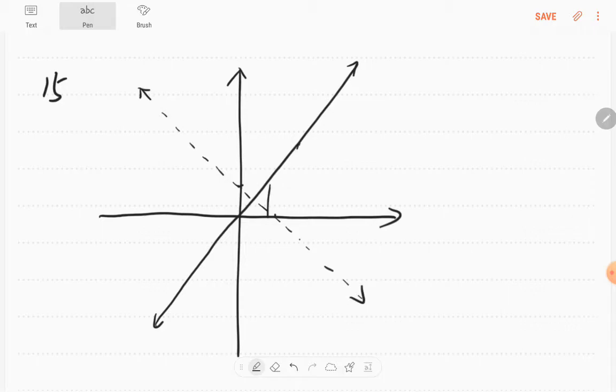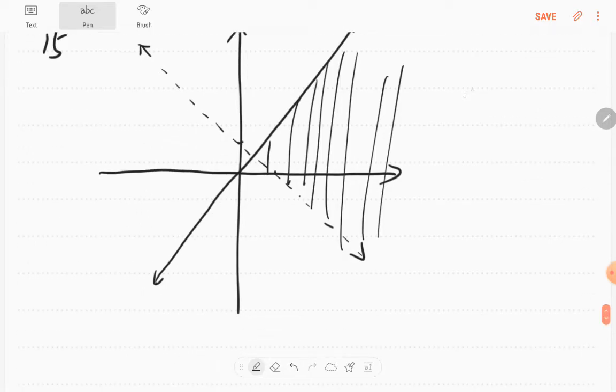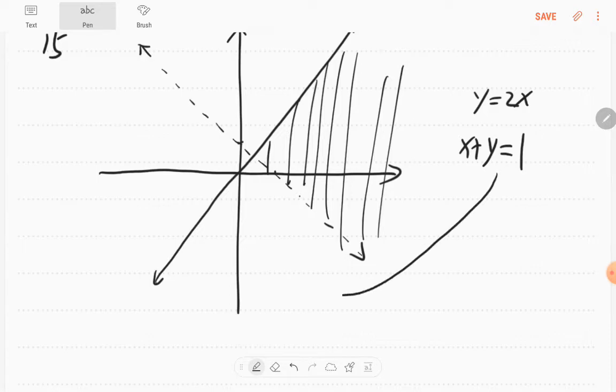So the shaded region is here. Which system? From the answer, you will see that one boundary is y equals 2x. The other boundary is x plus y equals 1. From the graph, we should know that this would be x plus y equals 1, so it should have a negative slope. This dashed line is x plus y equals 1.